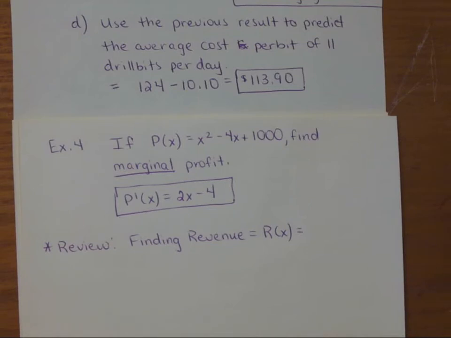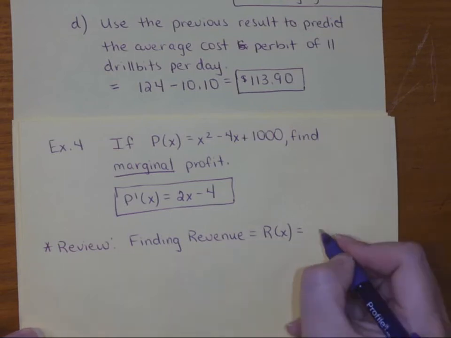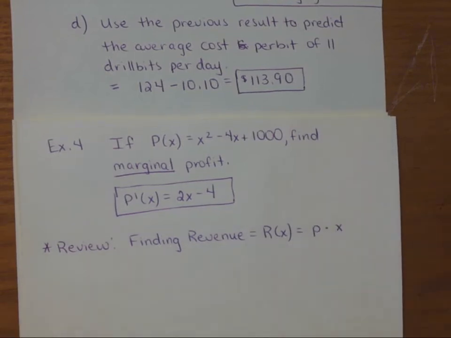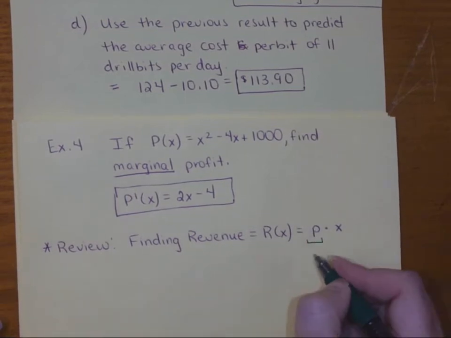Think about that logically. You actually only need to know two things when you want to know the revenue. The revenue is usually an easier function than some of the others, not always, but most of the time. In other words, if you know the price and you know how many items you sell, then that will always equal the revenue.